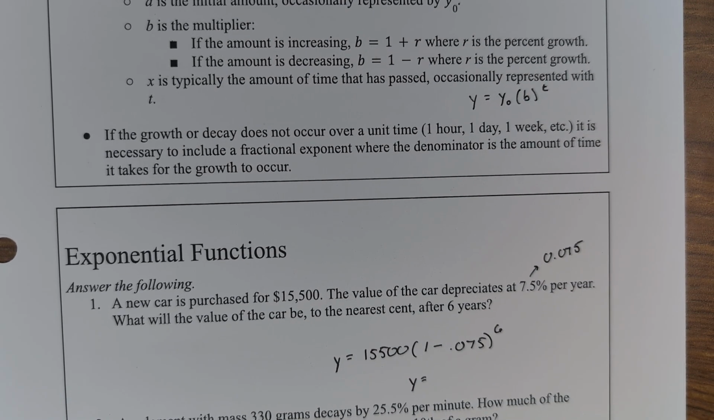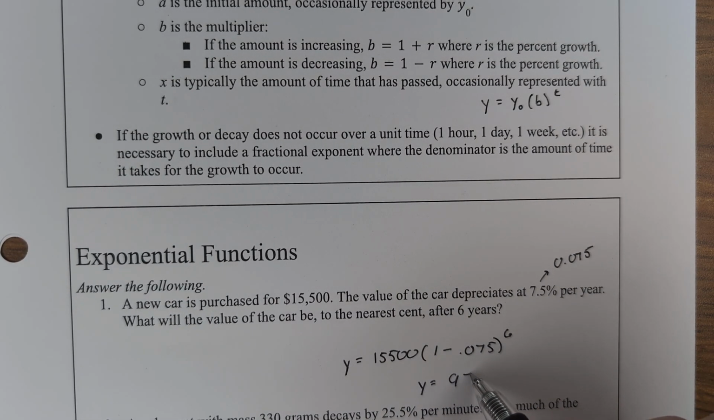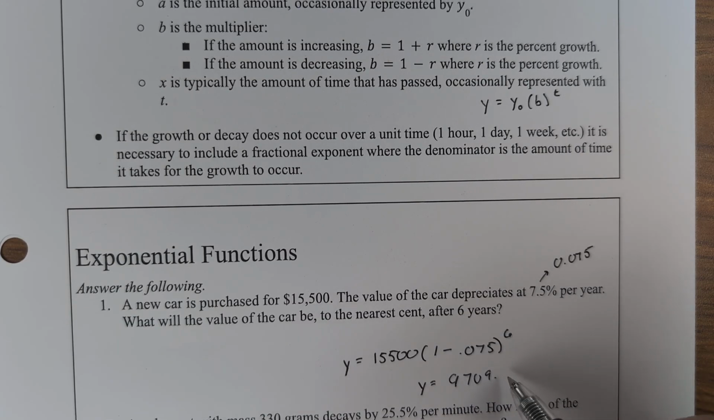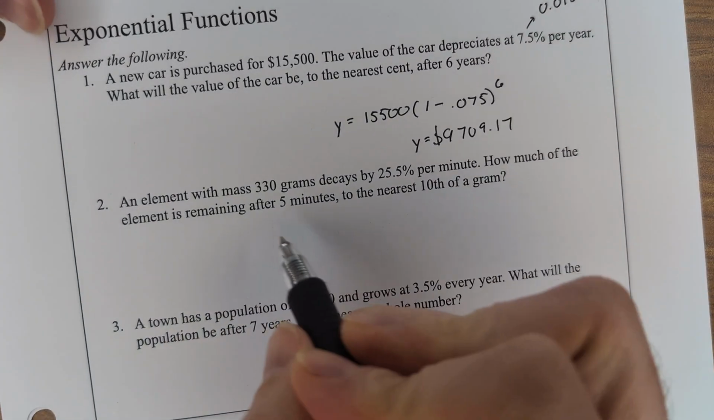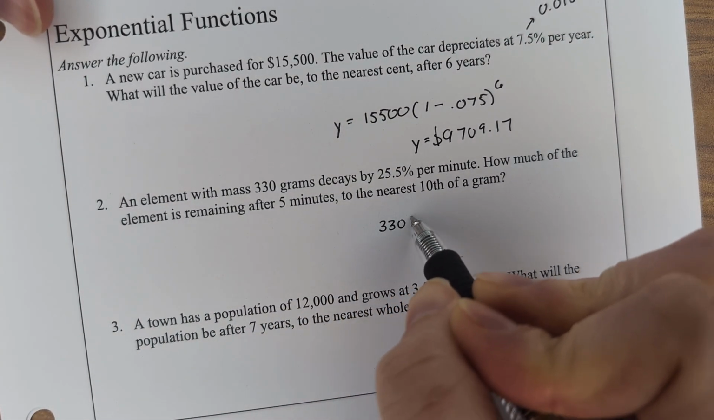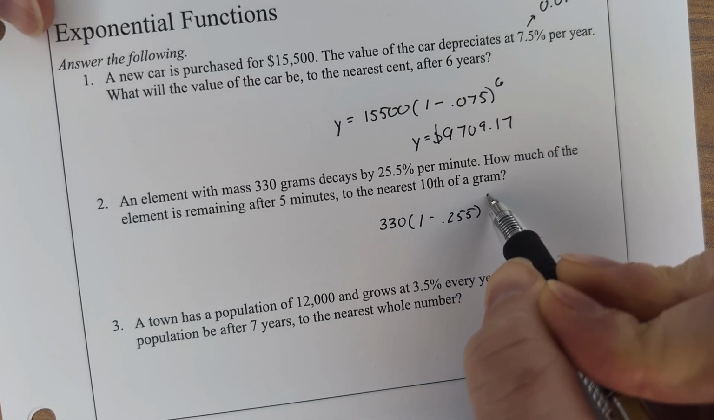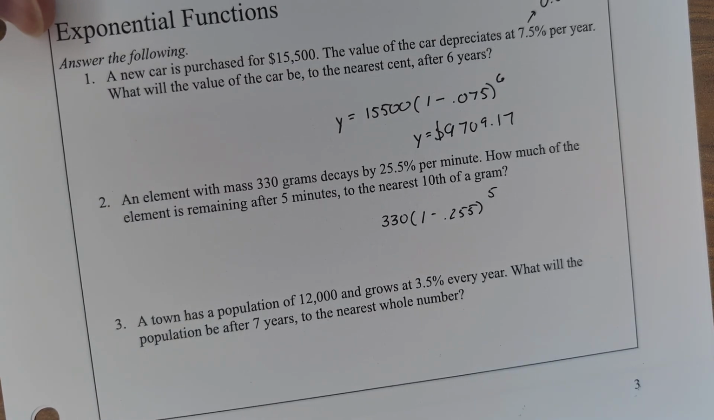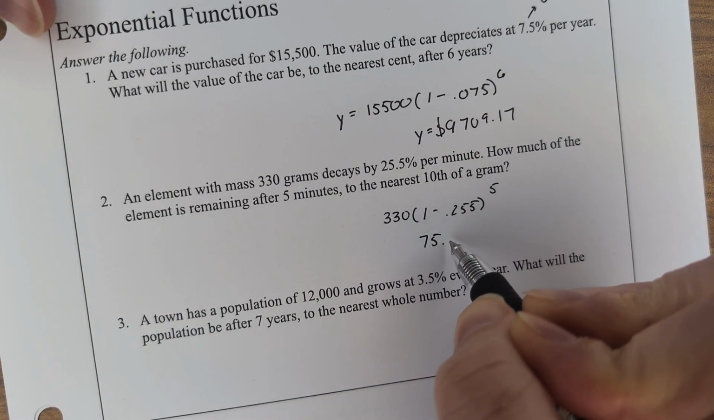So let me grab a calculator real fast. Okay, so 15,500, parentheses 1 minus 0.075, all to the 6th power. So that car will be worth, to the nearest cent, a dollar amount. Okay, so for this one, we're starting with 330. We're decaying by 25.5%, as a decimal, after 5 minutes. So 330, parentheses 1 minus 0.255, all to the 5th. So we get, to the nearest tenth, 75.7.